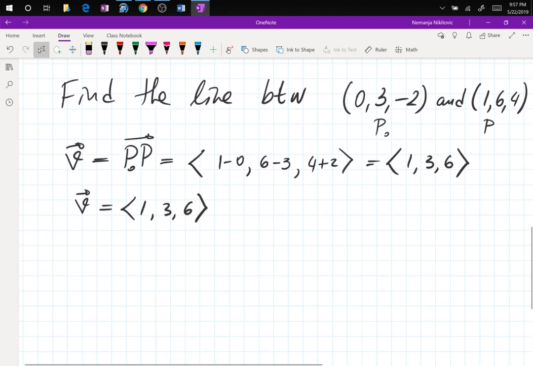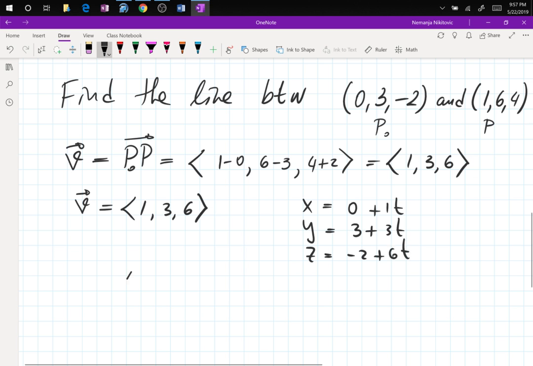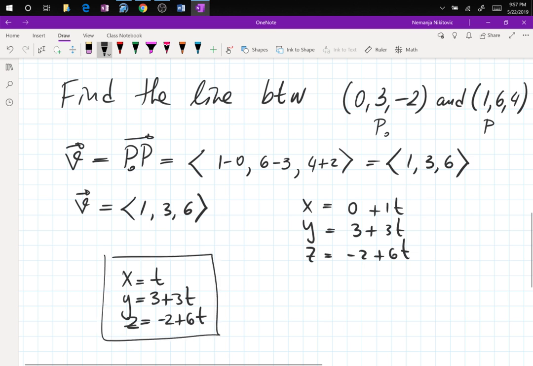And then you have your x, y, z is 0, 3, negative 2, plus 1t, plus 3t, plus 6t. And then we just write the answer. X equals t, y equals 3 plus 3t, and z equals negative 2 plus 6t. And that will be the answer. So your answer is in parametrics? Yes, the line will always have parametric equations.